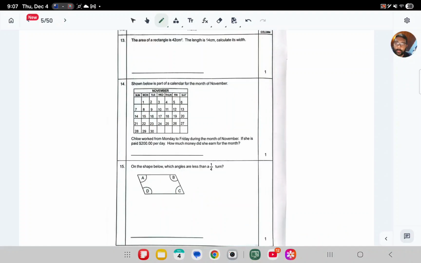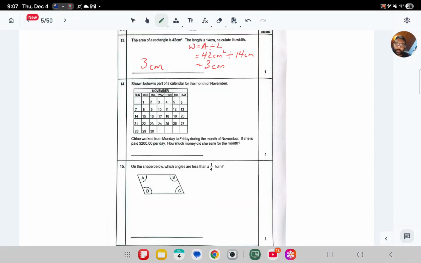Number 13, the area of a rectangle is 42 centimeters squared. The length is 14 centimeters. Calculate its width. To calculate the width of a rectangle when given the area and its length, it is area divided by the length. The area we know was 42 centimeters squared divided by the length, which is 14 centimeters. And 42 divided by 14 is 3 centimeters. So the width of the rectangle is 3 centimeters.